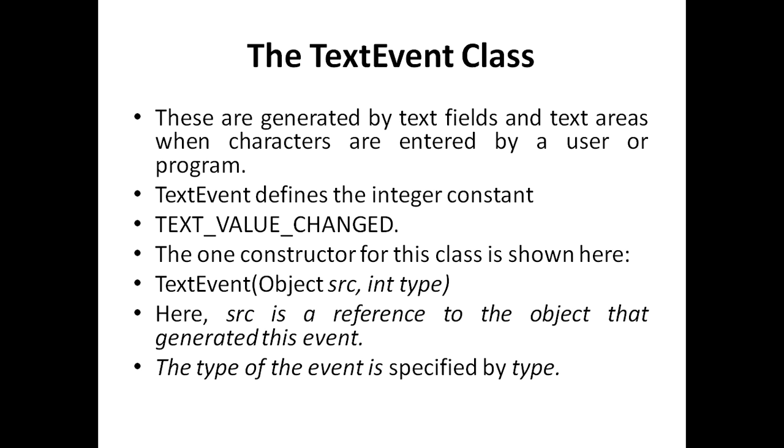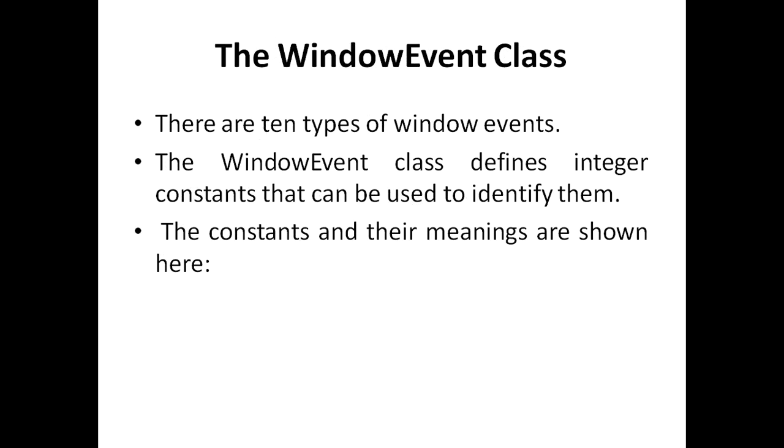Then the TextEvent class. These are generated by text fields and text areas when characters are entered by a user or a program. It defines the integer constant TEXT_VALUE_CHANGED. The constructor of this class is TextEvent, which takes two parameters. First one is source, a reference to the object that generated this event, and the second one is type, which specifies the type of event.